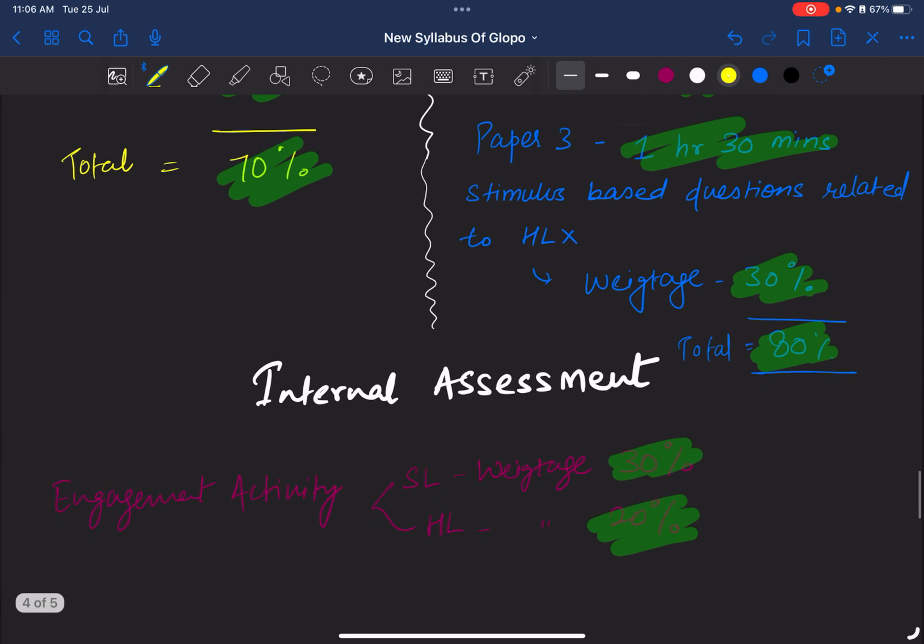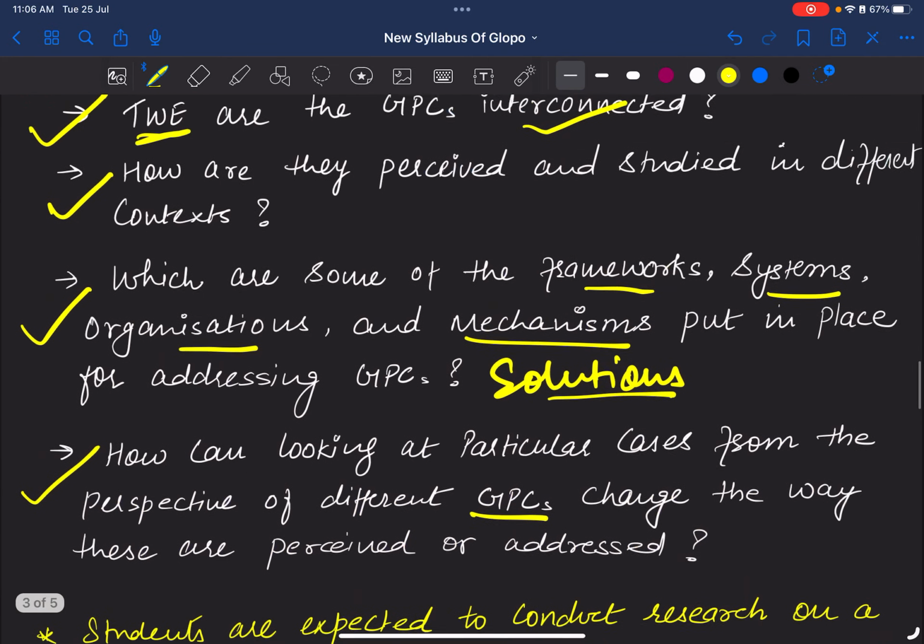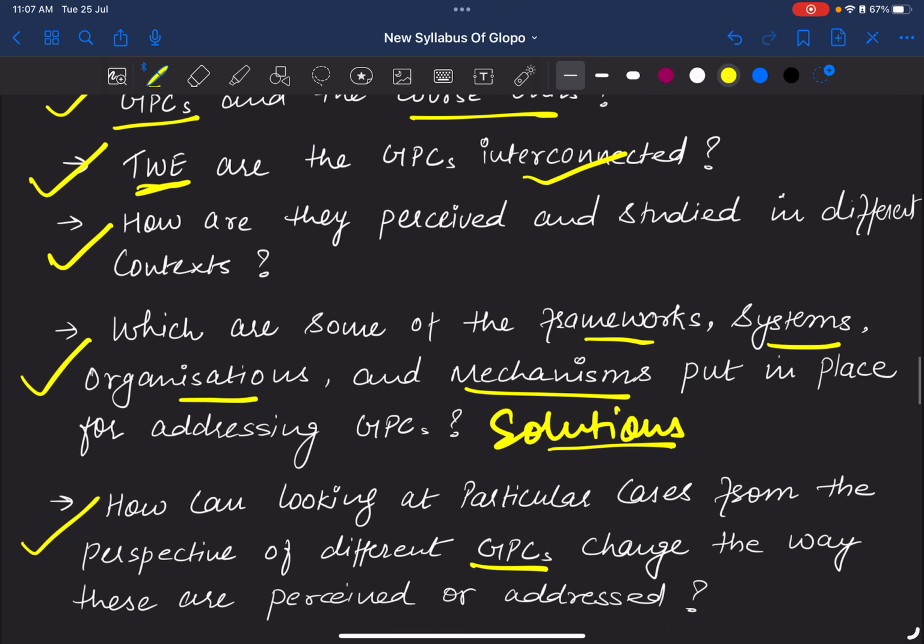Clear about the new syllabus of global politics? This would be introduced in August 2024. The first assessment would be in 2026.